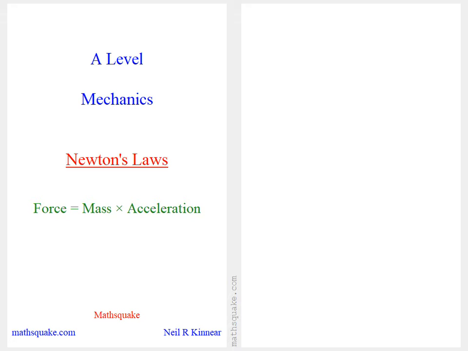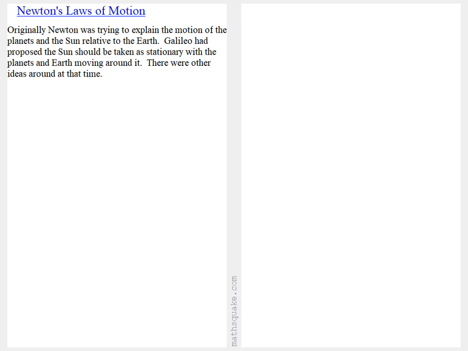A-level mechanics, Newton's laws, in particular, force equals mass times acceleration. Let's have a look at Newton's laws of motion. Originally, Newton was trying to explain the motion of the planets and the Sun relative to the Earth. Galileo had proposed the Sun should be taken as stationary, with the planets and Earth moving around it. There were other ideas at that time. Newton was trying to show which was correct.